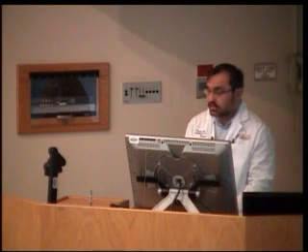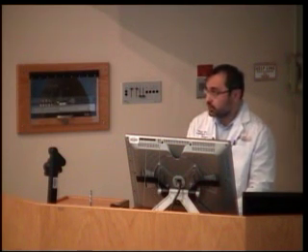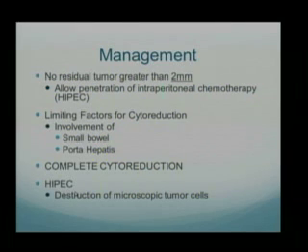So in terms of resection, ideally you want no residual tumor greater than 2 millimeters left behind to allow better penetration of the intraperitoneal chemotherapy, which would be the HIPEC part of this operation.